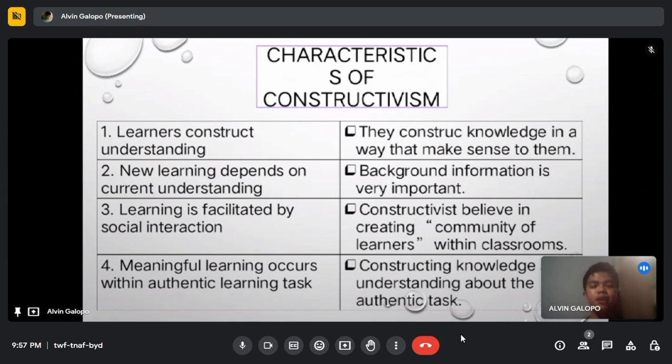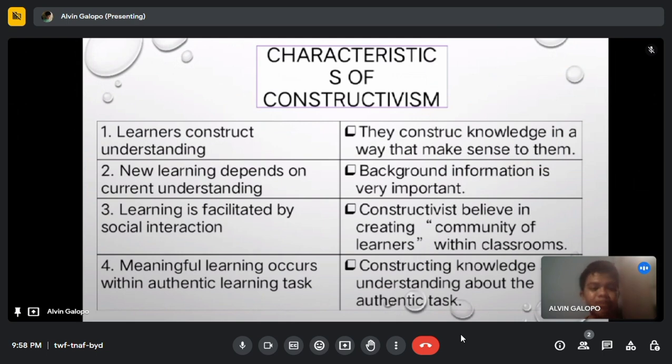Now, the second characteristic is new learning depends on current understanding. So the background information is very important in this characteristic because it will serve as the basis of the new learning, because new learning depends on the current understanding of the learners. So that is the second characteristic.